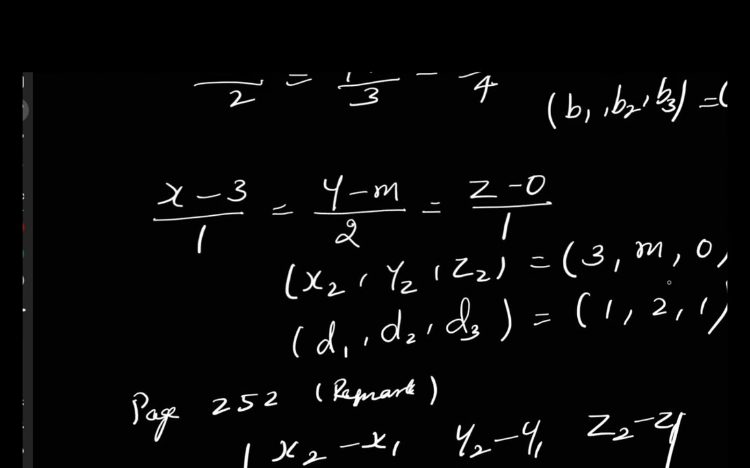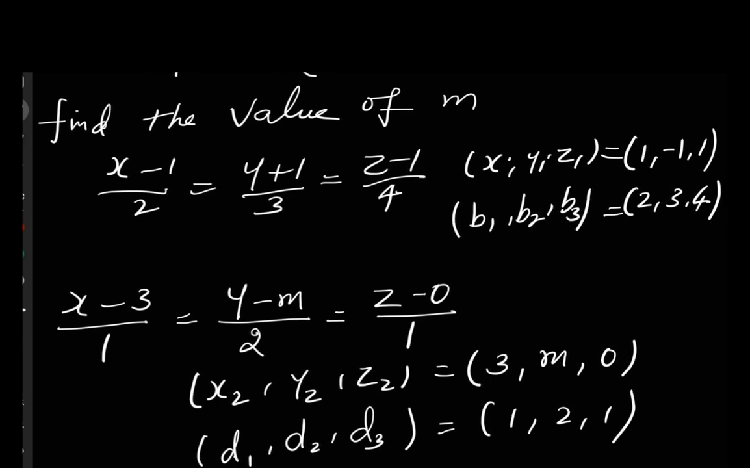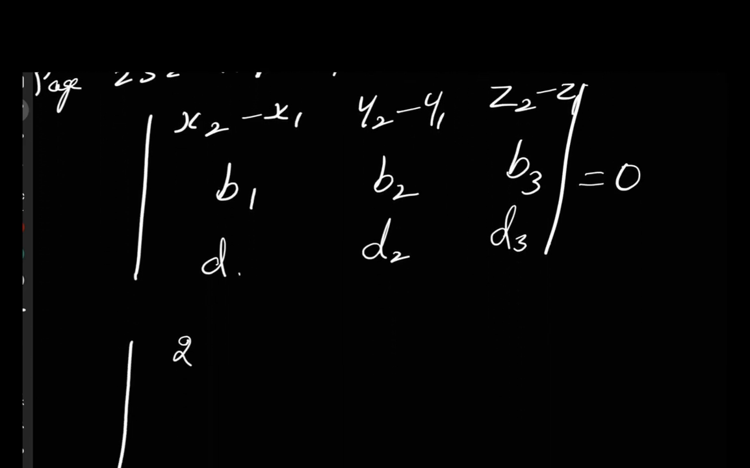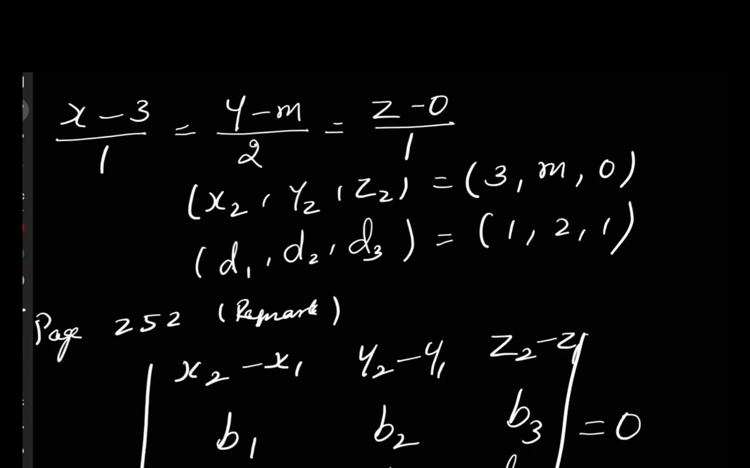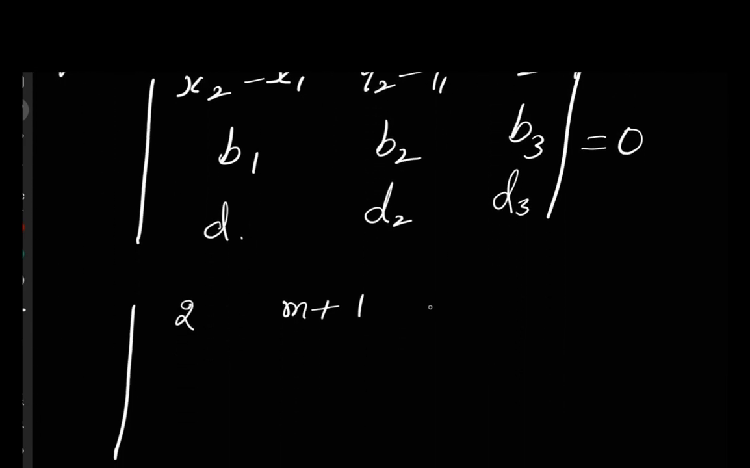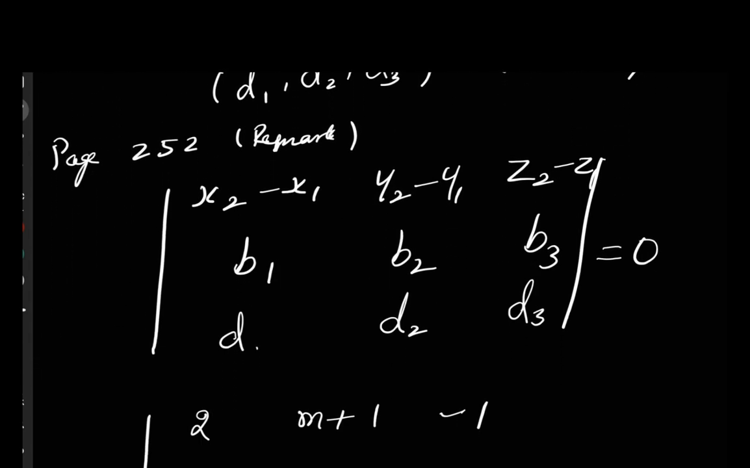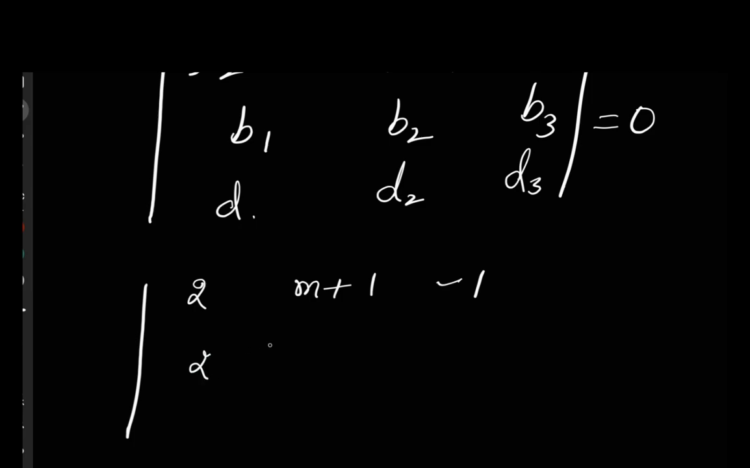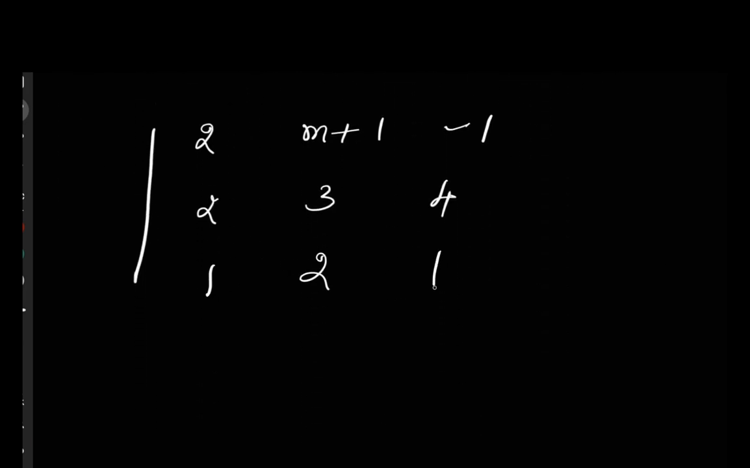y2 minus y1. y2 is m, y1 is minus 1, so plus 1, m plus 1. Same thing z2 minus z1, 0 minus 1 is minus 1. Then substitute the values of b1, b2, b3: 2, 3, 4. Then d1, d2, d3, that is 1, 2, 1. This is equal to, you will get 0.